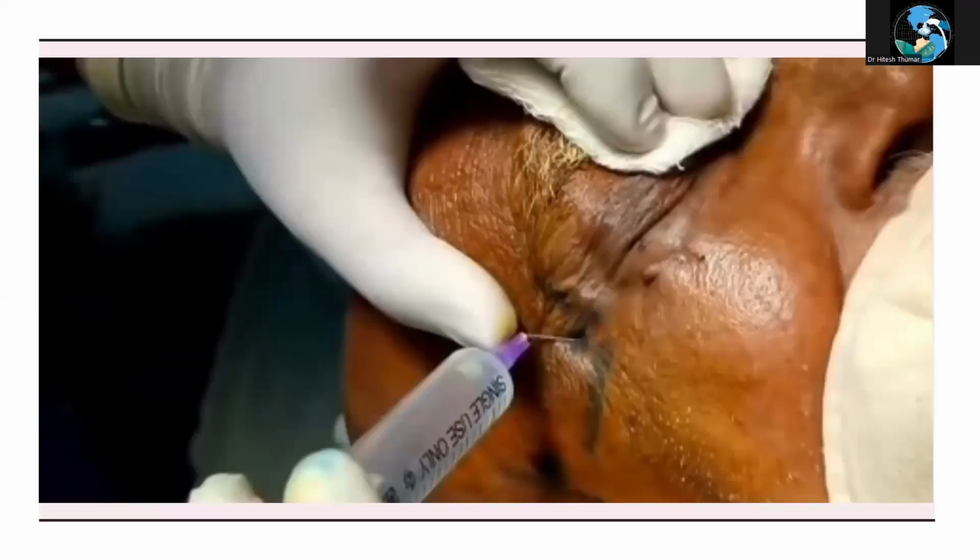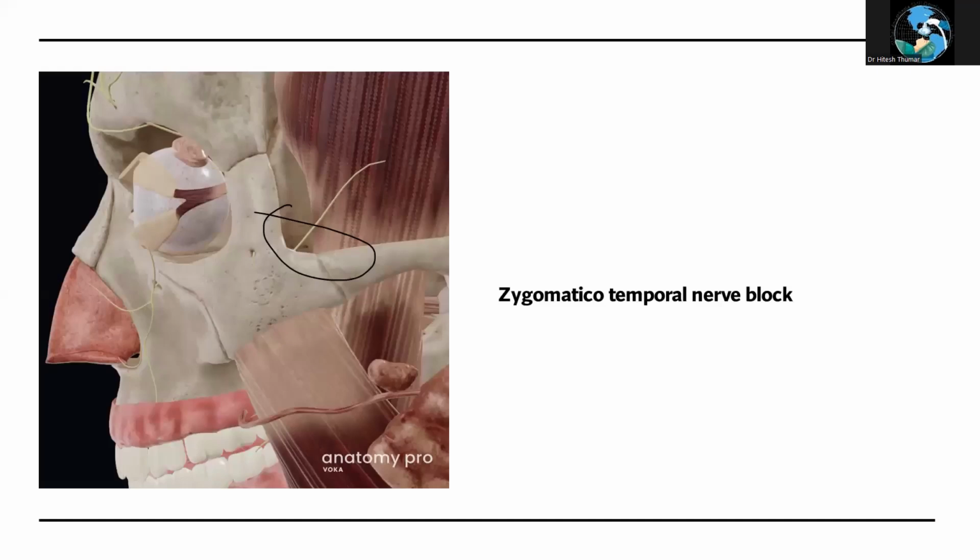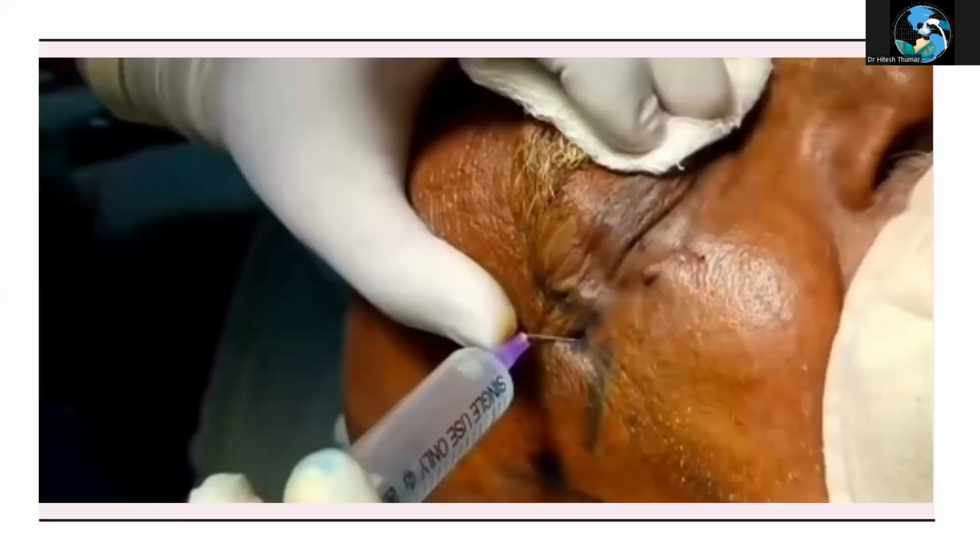So here you can see the zygomaticotemporal nerve insertion site. You can easily understand when I show you this image. So what is happening here? The zygomaticotemporal nerve is a branch of the maxillary division of the trigeminal nerve. It originates from the angle between the zygoma bone and the supraorbital margin.